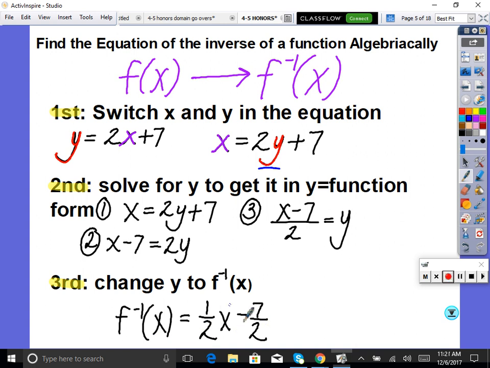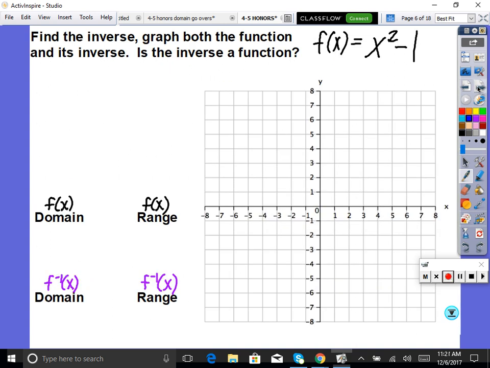Well, why did I write it like that? Because if I asked you to graph it, what do you want it to be in? mx plus b form. So instead I did 1/2 x minus 7/2, just to put it in the prettiest format. Okay, so those are the steps. So let's do this one. Look at my first example. It says, find the inverse of the function. Let's do it using algebra.